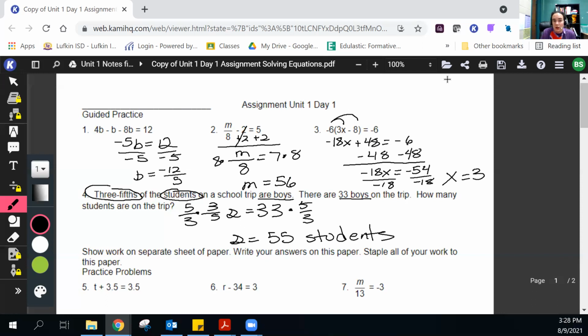Okay, on your assignment, notice that it says, show your work on a separate sheet of paper. Write your answers on this one and staple your work to it. Please make sure that your work is numbered. So you write this equation out, make sure that the number 5 is next to it. If at all possible, please keep your work in order.